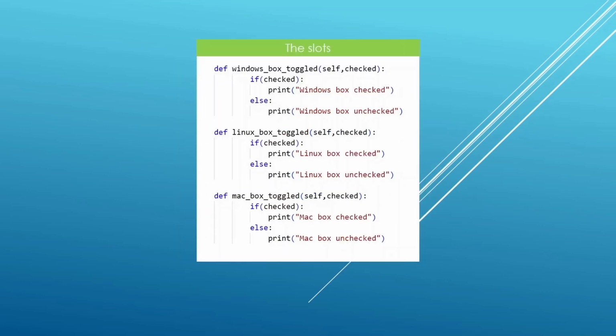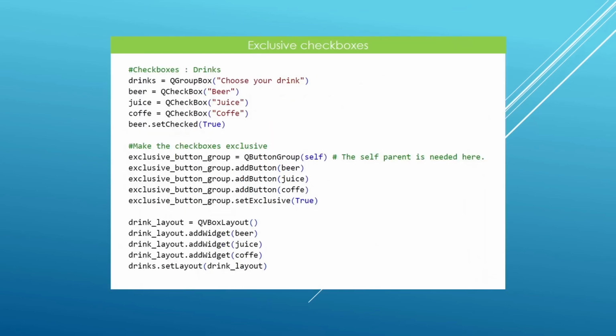Here you see the slots that we will be using to know when the user toggles our checkboxes. If they toggle the Windows checkbox, this method is going to be activated. If they toggle the Linux one, we will activate this. If they toggle the Mac one, we will activate this. Nothing special here. If we go down, we will see that we can also set up exclusive checkboxes.